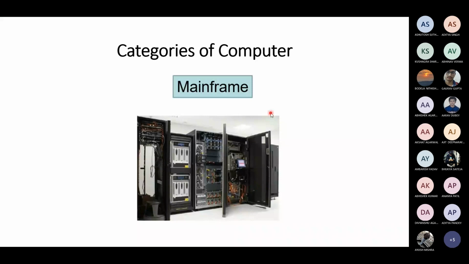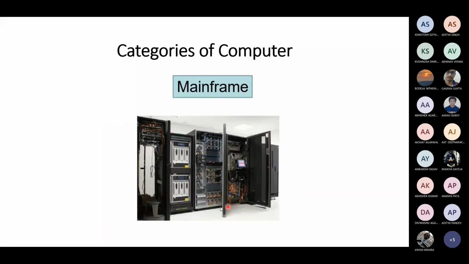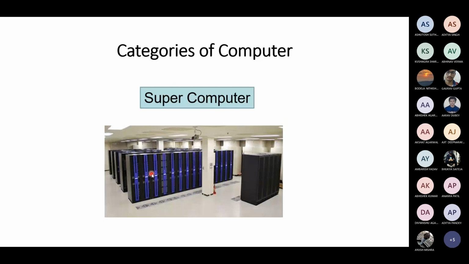Beyond that, you have a supercomputer. A supercomputer will look like this. Even a mainframe will have maybe four or five units. You can see that here you hardly have one row, but a supercomputer has multiple rows, and the supercomputer is even more powerful than mainframe computers. It has more processing capabilities and even more storage capabilities.